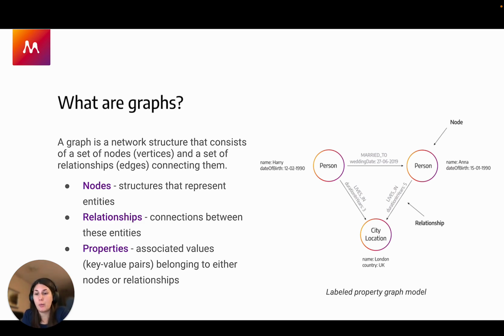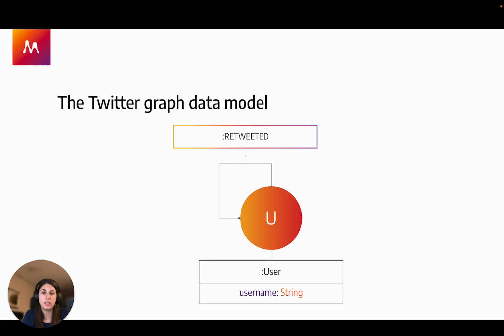Okay, so now we have learned about graphs in general. Let's head over to an example. So this is an example of a Twitter graph data model. Here we have a user, so we have a node that is labeled with user, and we have a relationship of type retweeted. This relationship doesn't have any properties, but the node has a property and it's called username.